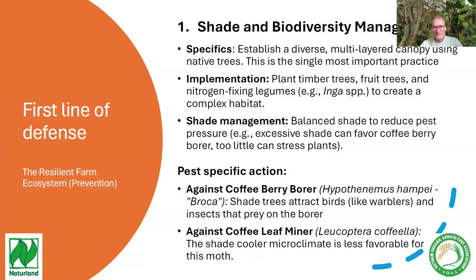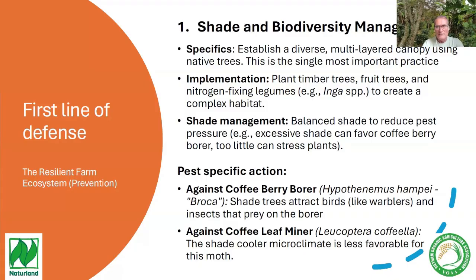Again, we are talking about shade and biodiversity management. So we have heard already quite a lot in the last two courses about the importance of shade trees or agroforestry trees, intercropping trees. And this comes again when we talk about prevention measures against pests and diseases. So it's really important to have timber trees, fruit trees, nitrogen fixing trees, soil fertilizing trees to create a complex habitat in the coffee plantation.